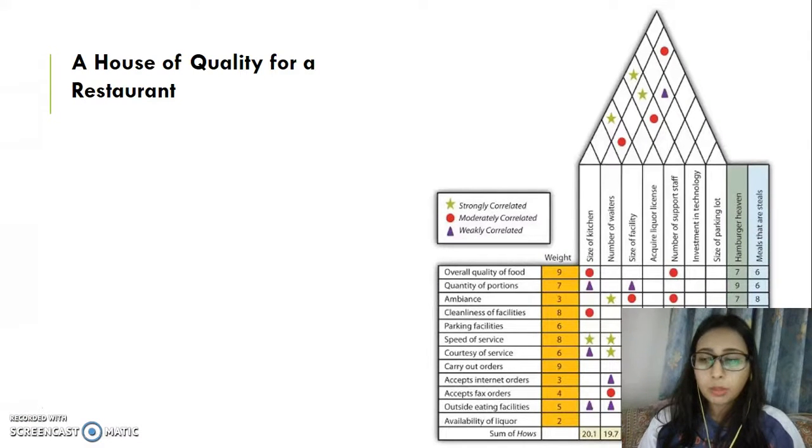Now, this is an example of a house of quality of a restaurant. So basically, customer needs and requirements are stated on the left side of the matrix, and you should always make sure that these customer needs are represented in the segment to market that you are targeting. And it's also important that they address the unspoken needs.